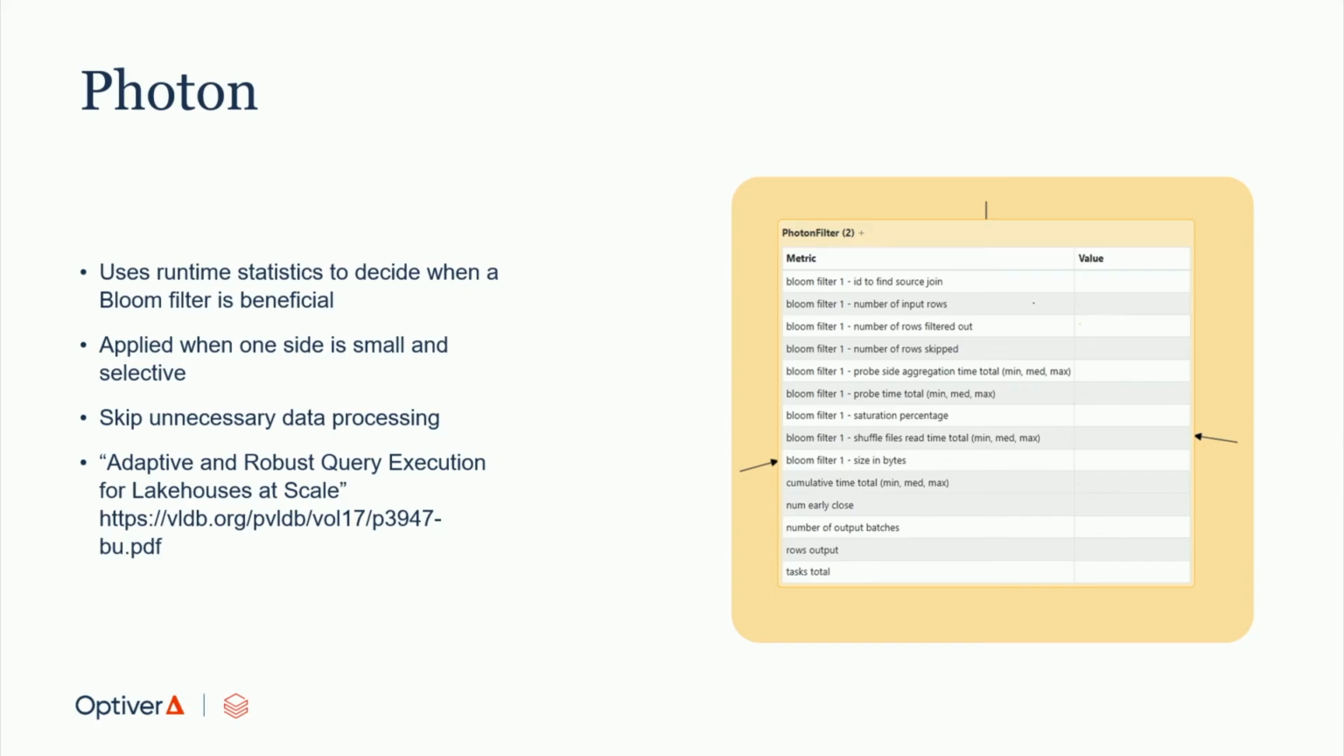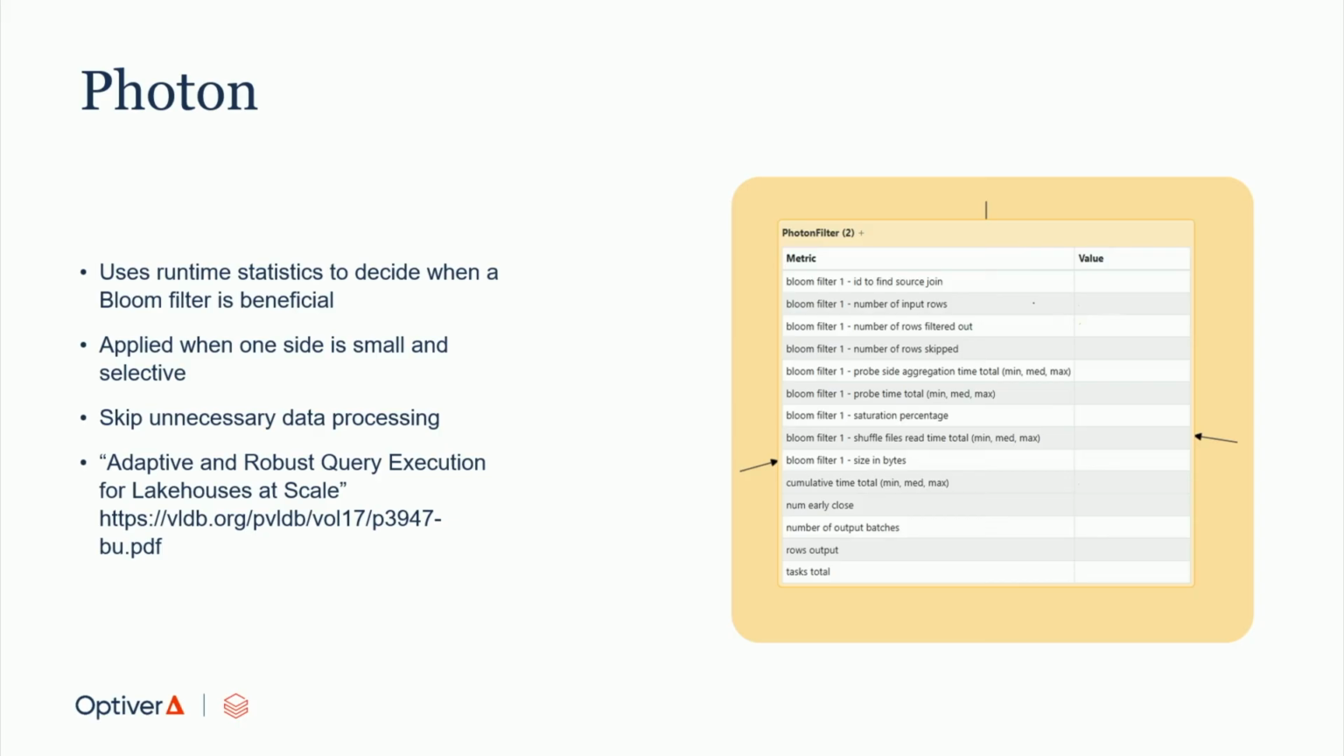So how it works is Photon's adaptive query optimizer uses runtime stats to figure out whether the filter would save time. And the query optimizer would only apply it if one side of the join is very small and selective. This allows us to avoid shuffling unnecessary data, which in this kind of distributed query engine would comprise the majority of the time spent. This allows us to increase the query performance by multiple times.